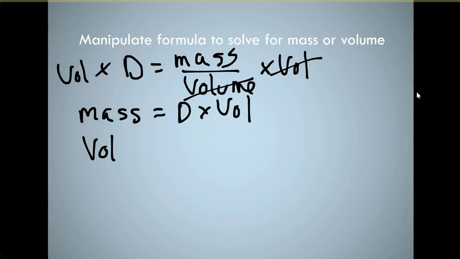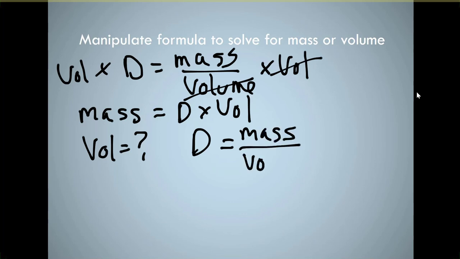What if volume is not known, but we do know density and we do know mass? Again, we start with density is mass over volume, mountains over valleys. I would cross multiply, so I would get density times volume equals the mass.